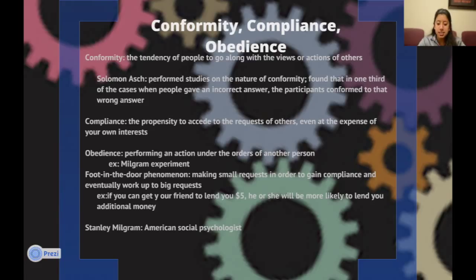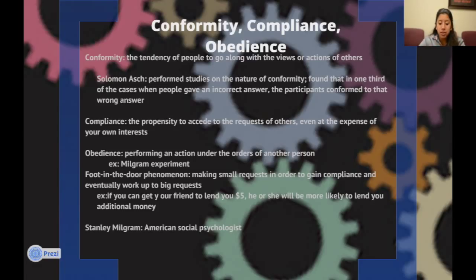Compliance is a propensity to accede to requests of others, even at the expense of your own interests. And then there's obedience, which is performing an action under the orders of another person. One example that's really popular is the Milgram experiment. We'll be talking about that a little bit. And then we have the foot in the door phenomenon, which is making small requests in order to gain compliance and eventually work up to big requests. For example, if you get your friend to give you $5, then he or she might give you more next time.